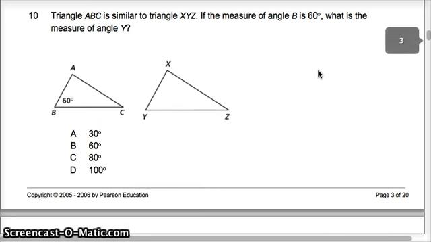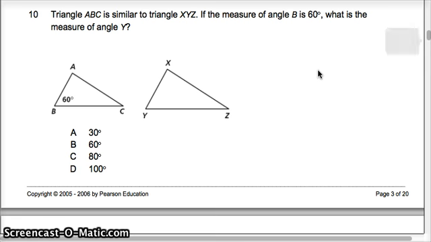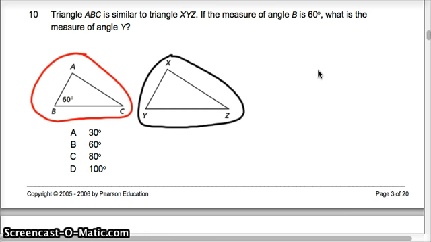For number 10, triangle ABC, which is right here, is similar to triangle XYZ, which is this one right here. If the measure of angle B is 60 degrees, what is the measure of angle Y? This is the same angle on that same triangle, a similar triangle they say. That means that my angle should be the same. So if it's 60 degrees in B, then it should also be 60 degrees in Y.